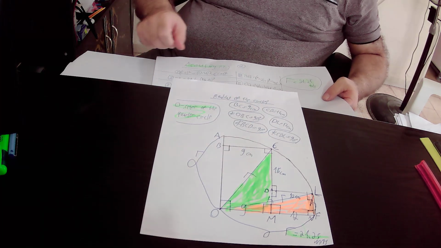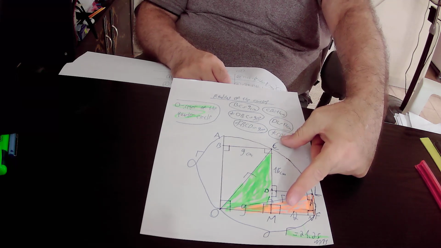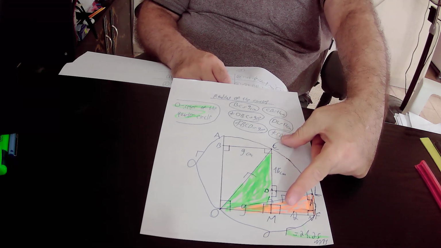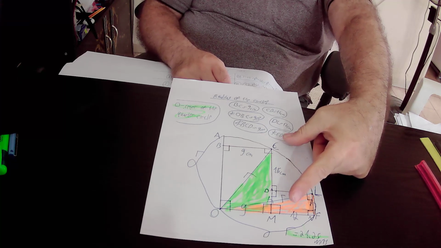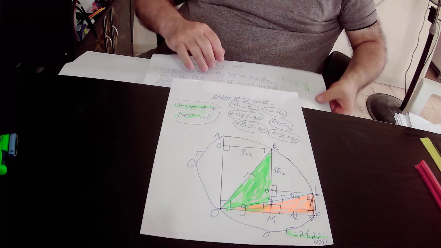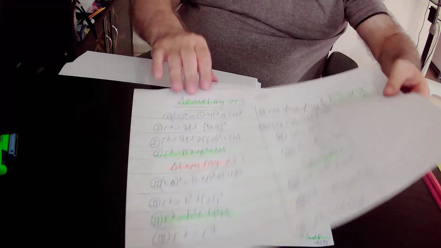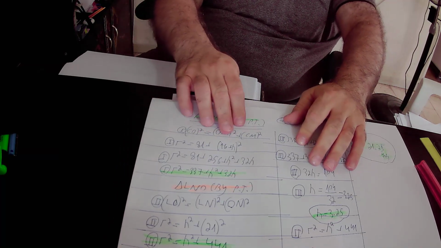And here CM equals CD plus DM. CD is 16 and DM is H. In total, CM equals 16 plus H, therefore CM squared equals (16 plus H) squared. So in conclusion, we found out that R squared equals 81 plus (16 plus H) squared.